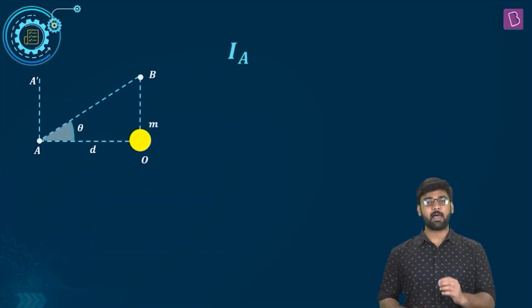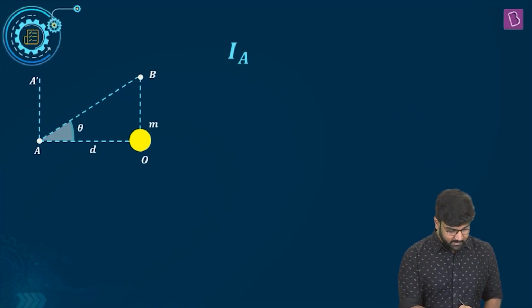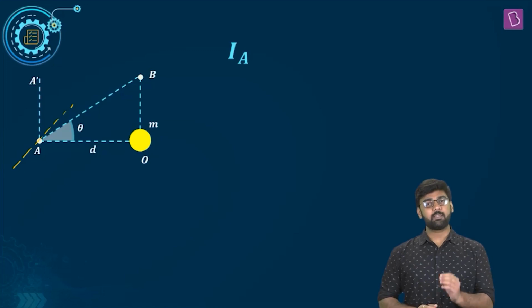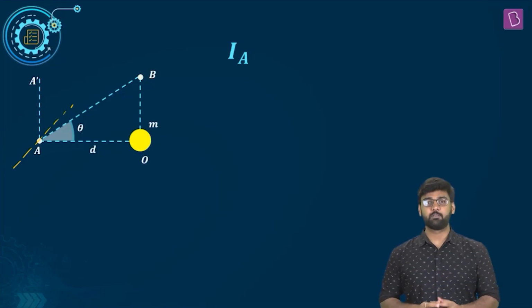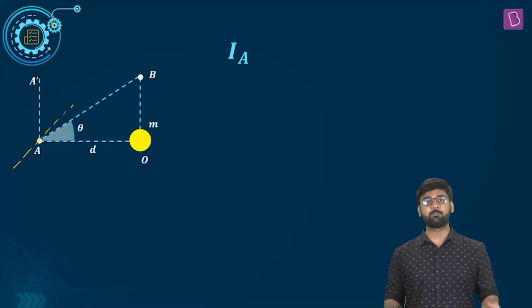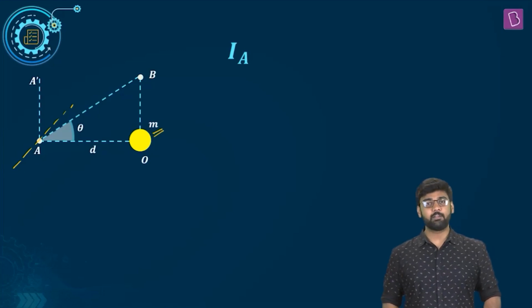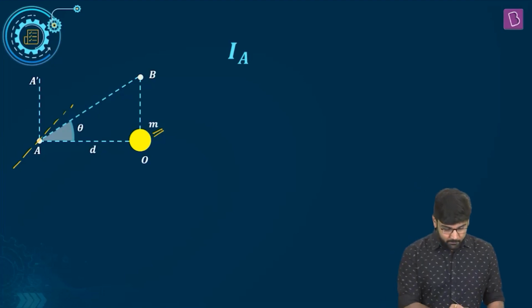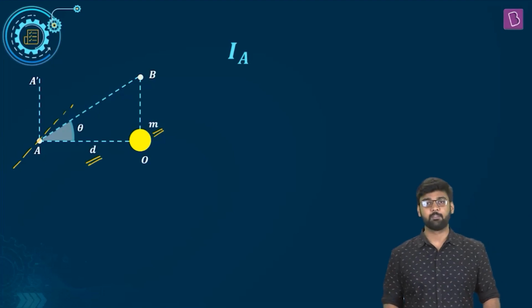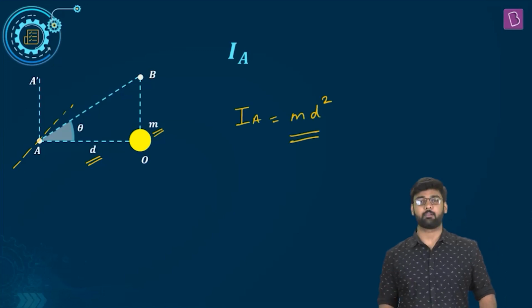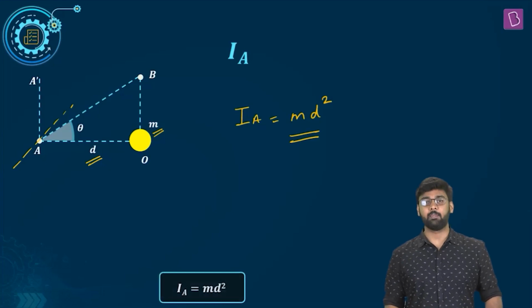Now you can see here the axis passing through A will be something like this. And we need mass and perpendicular distance to calculate the moment of inertia. So mass of this body is given to us as m, and the perpendicular distance from the axis of rotation for this case will be this distance d. So here we can write the moment of inertia Ia is equal to md square. So this is the value of Ia.